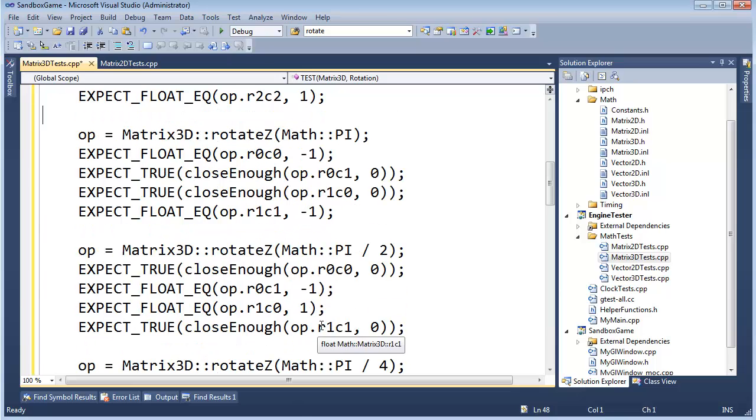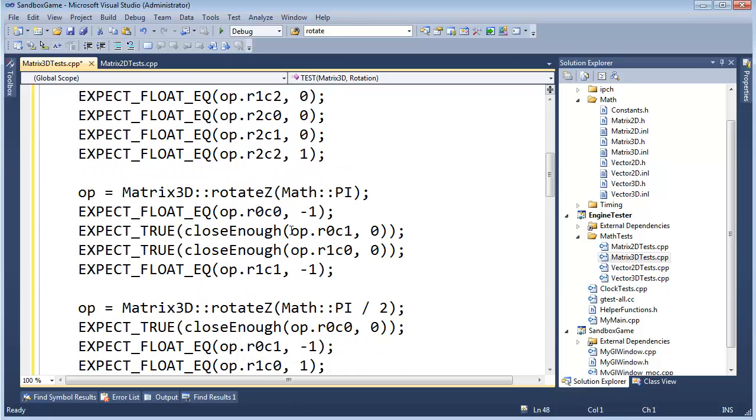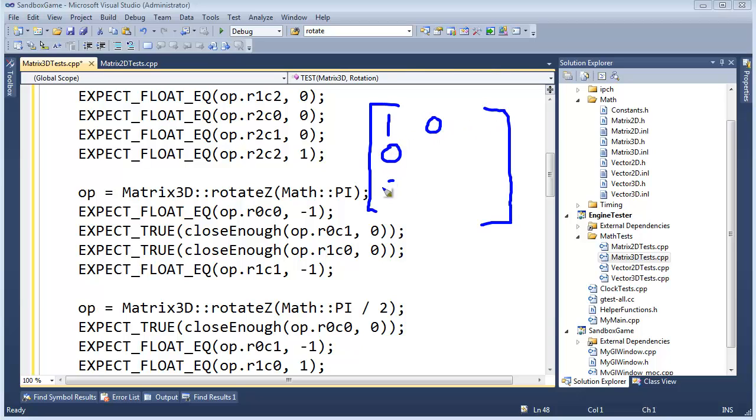Now we're going to rotate pi, which should give us these negatives as well. But when you think about rotating, now we're doing a 3x3 matrix. So what does that mean to rotate around the z-axis? Let me put our basis vectors down like this.